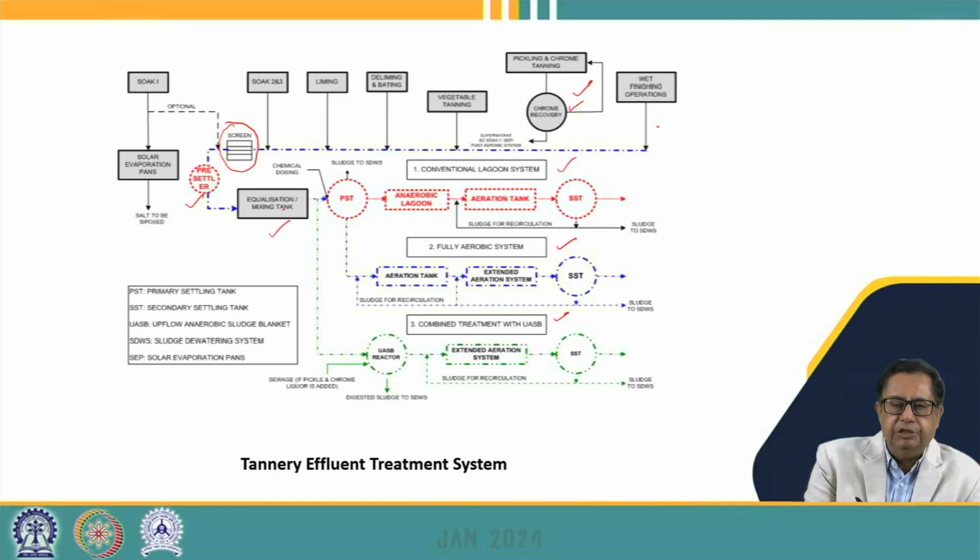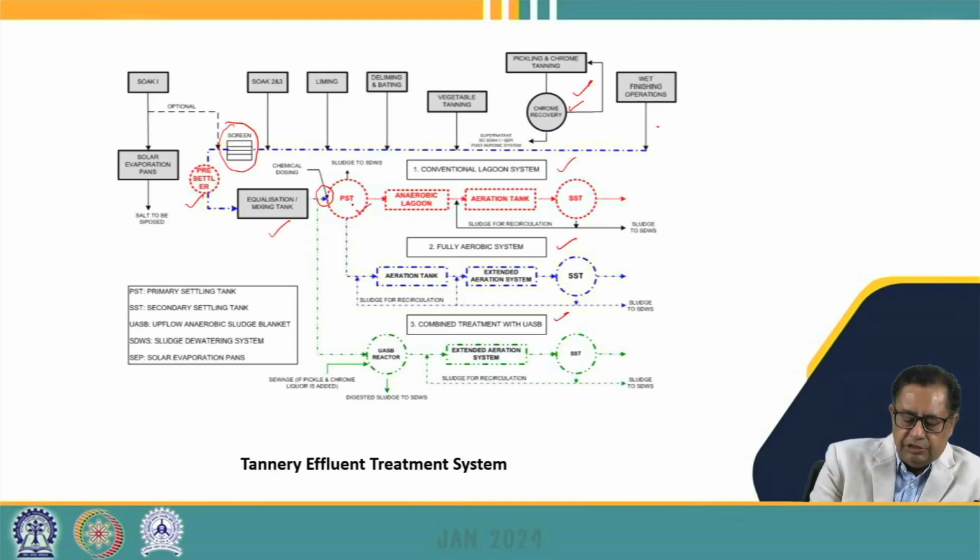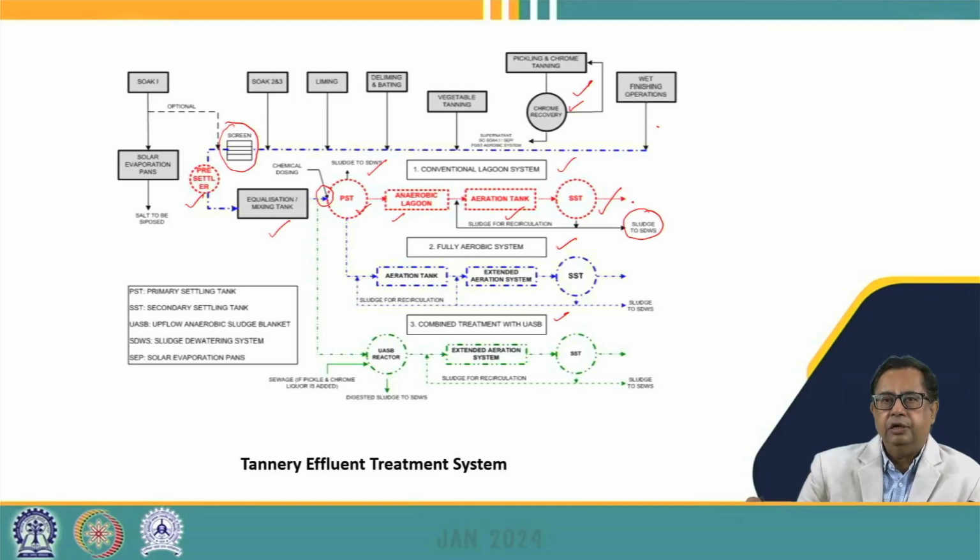After the screens, it may be taken to a pre-settler, and then to an equalization tank where the wastewater is equalized. After that we take it to a primary sedimentation tank where we may do certain chemical dosing so that the colloidal particles can also be removed, and the sludge generated here may be taken to the sludge dewatering systems. After the primary sedimentation tank, we can take it to the anaerobic lagoons and the aeration tank, and later to the secondary settling tank, from where the sludge may go to the sludge drying and dewatering facilities.